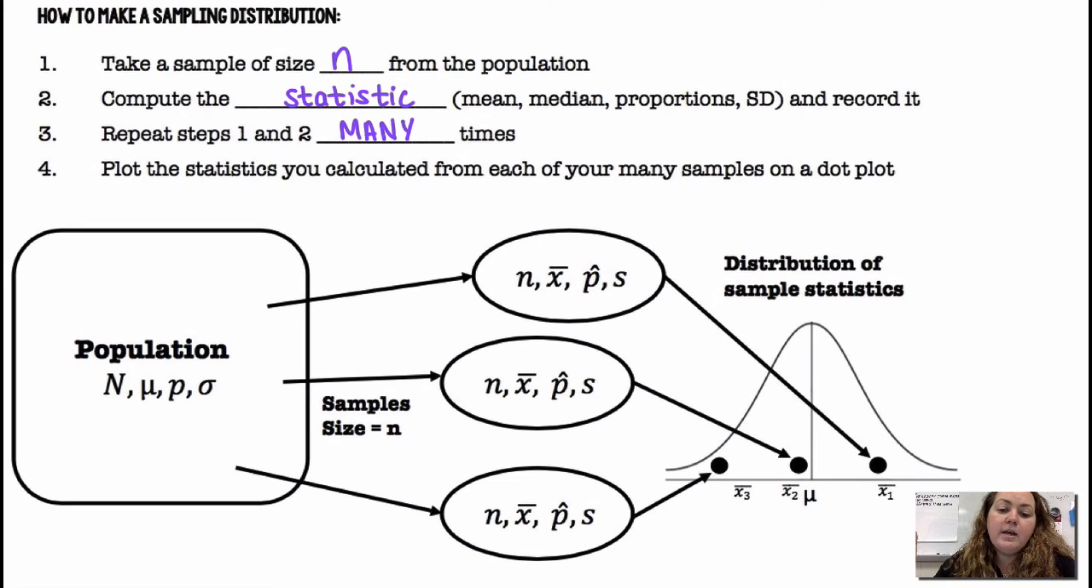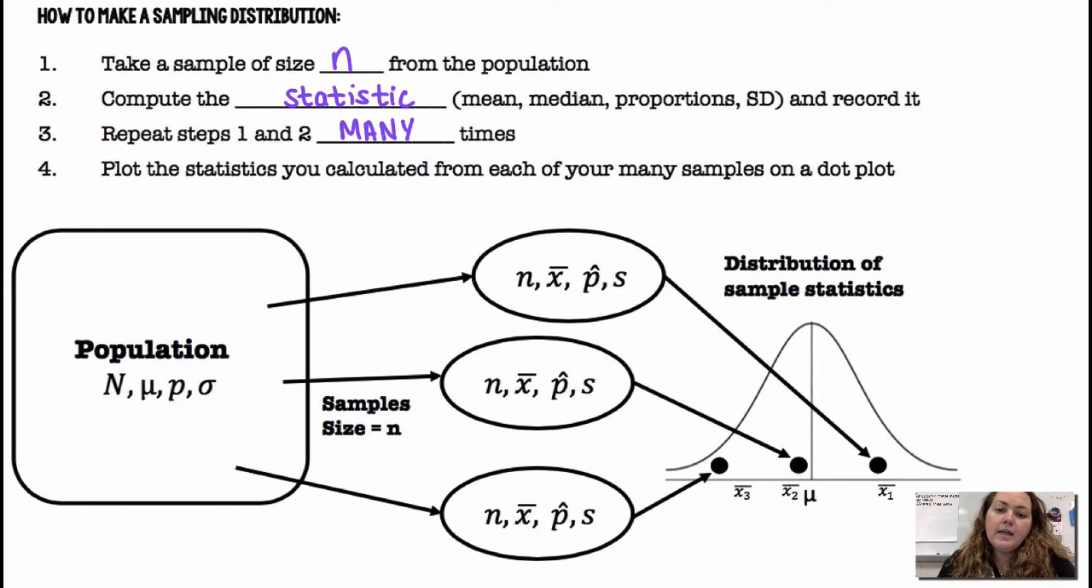So we're pulling out a sample of whatever size. If it's sample size 5, we pick 5 people randomly from the population, and we would record whatever statistic value we're taking from the sample. If it's the size, it's lowercase n. If it's the mean, it's x bar. If it's a proportion, it's p hat. If it's a standard deviation, it's lowercase s.